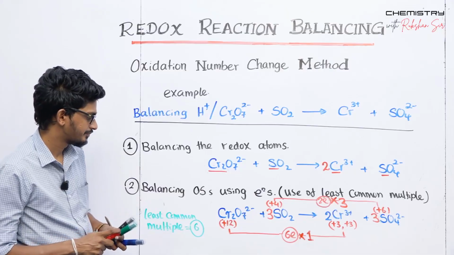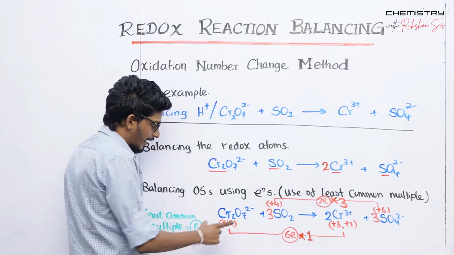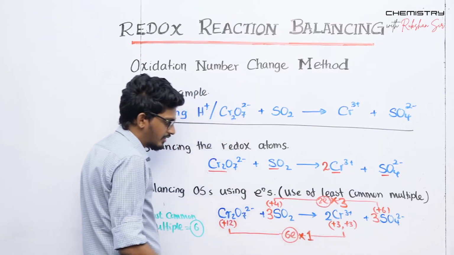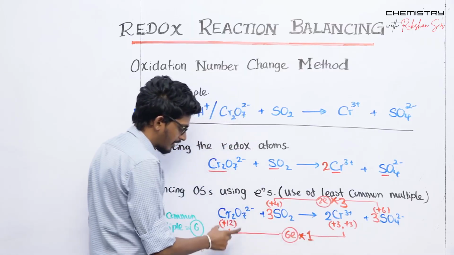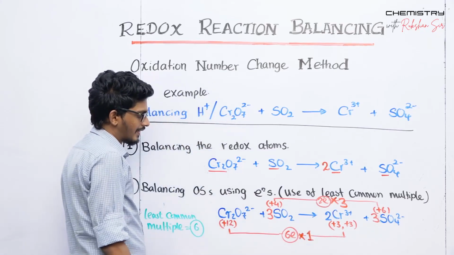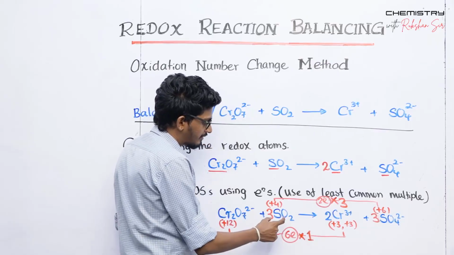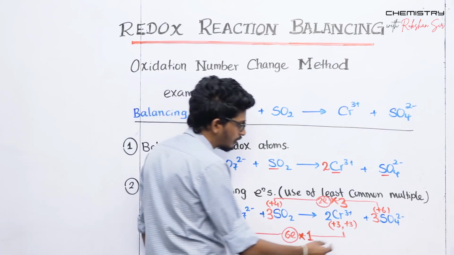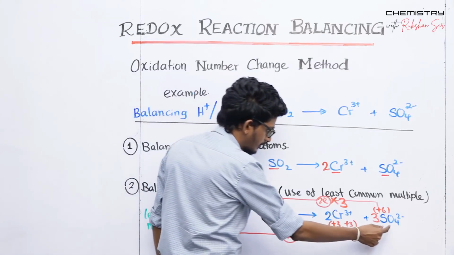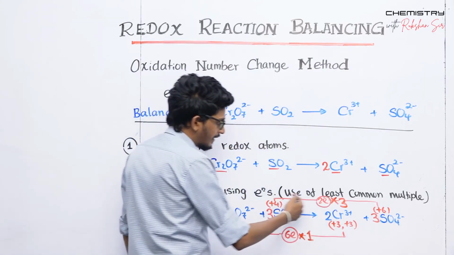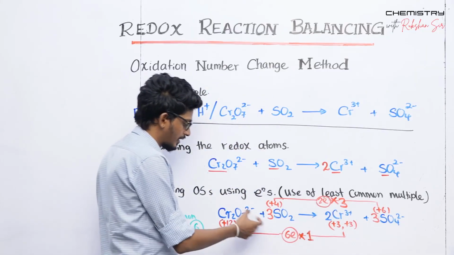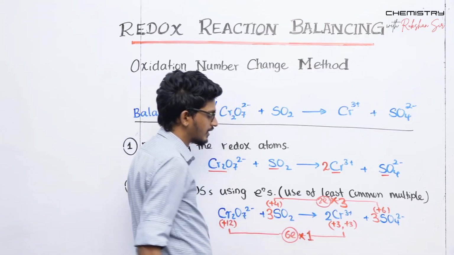So this actually says when dichromates convert to Cr3+, 6 electrons have been absorbed. That is why the oxidation state decreases, no? Reduction, no? 6 electrons have been absorbed. Those 6 are actually provided by the 3 of SO2s when they convert to 3 of SO4 2-, right? When 3 of SO2s convert to 3 of SO4 2-, 6 electrons have been released. So those are 6 electrons absorbed by the dichromates to convert to 2 of Cr3+.